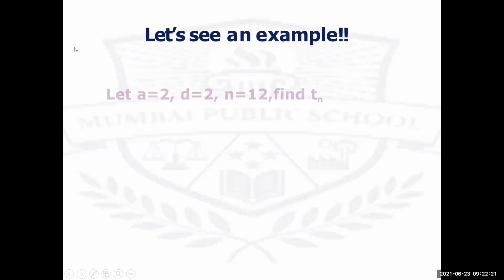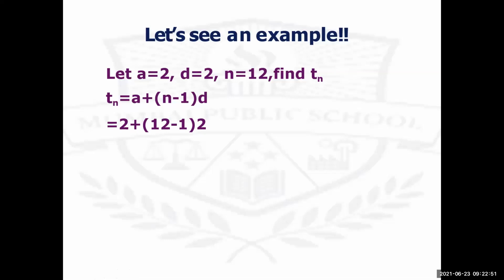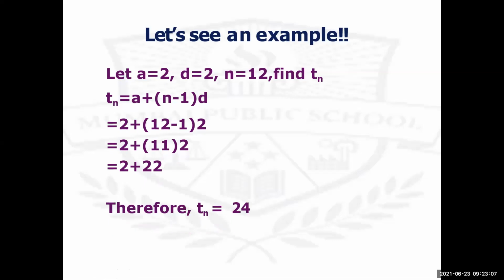Now let's see an example. Let A equal 2, D equal 2, and n equal 12. Find Tn. What is the formula? Tn equals A plus (n minus 1) into D. So 2 plus (12 minus 1) into 2. So that is 2 plus 11 into 2, so 2 plus 22. Therefore Tn equals 24.